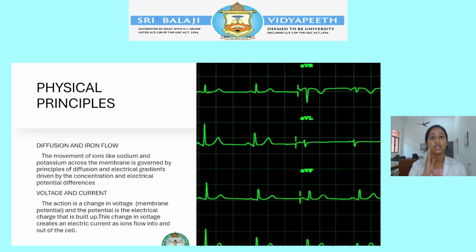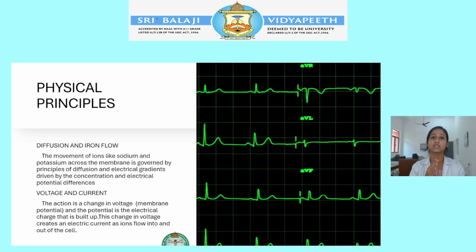And the third one is diffusion and current flow. Diffusion is the flow of ions that causes a change in charge, and in current flow, while the ion is moving, it will carry the charges. So that will create a current flow, and then the action potential will be fired. So these are the properties of the action potential, that is diffusion and the current flow.